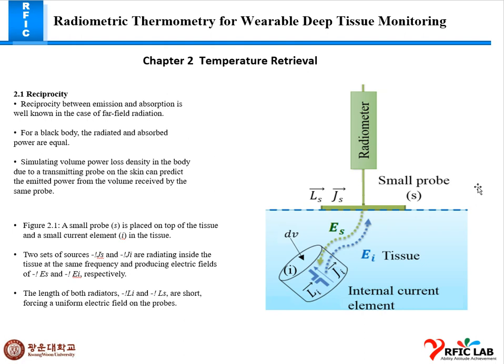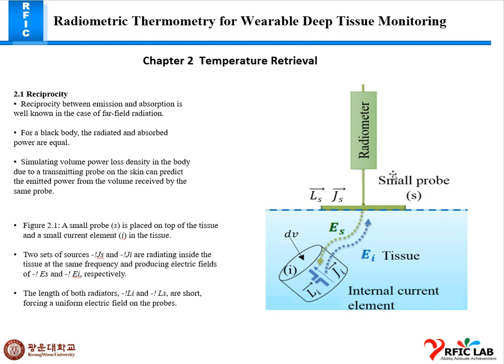Reciprocity between emission and absorption is well known in the case of far field radiation. For a black body, the radiated power and absorbed power are equal. Simulating the volume power loss density in the body due to a transmitting probe on the skin can predict the emitted power received from the volume by the same probe.